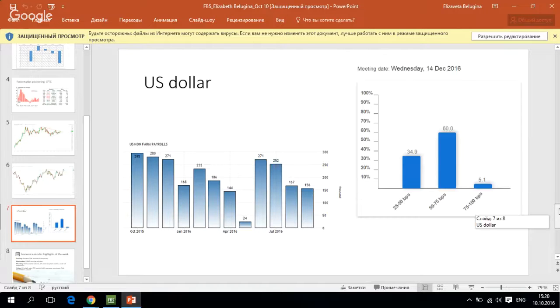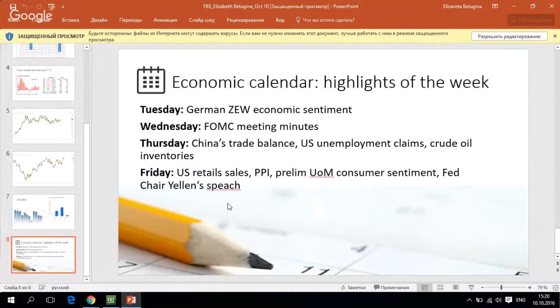Now, let's talk a bit about the economic calendar. Here are the highlights of the week, something you have to be aware of, even if you maybe don't trade the pairs of the countries which will release this information, because some of these events can have a systemic and great impact on the market.